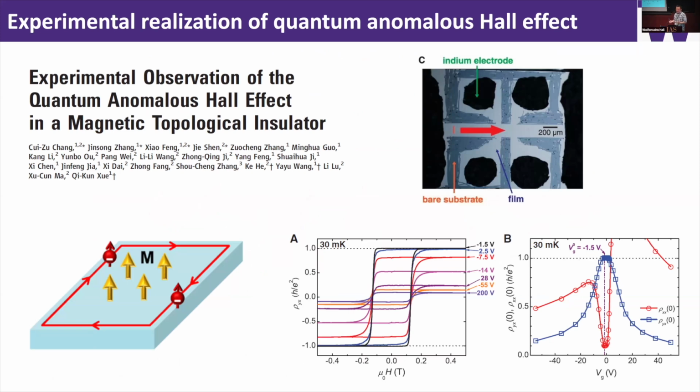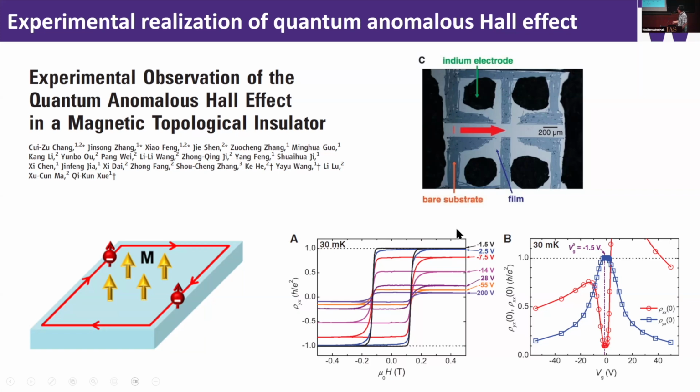This effect, now known as the quantum anomalous Hall effect, was first realized in a magnetically doped topological insulator by Cui-Zu Chang, when he was a student in Qi-Kun Xue's group in China. What they did was dope these two-dimensional topological insulators with chromium. Then they observed, at zero magnetic field, and the key is the zero magnetic field, that the Hall resistance is quantized at one in units of h over e squared.